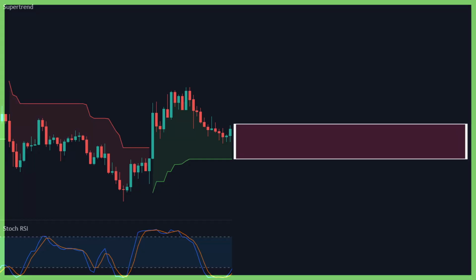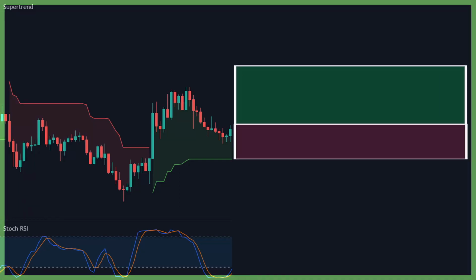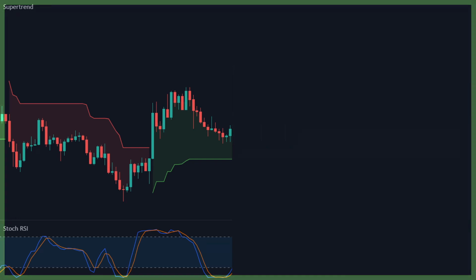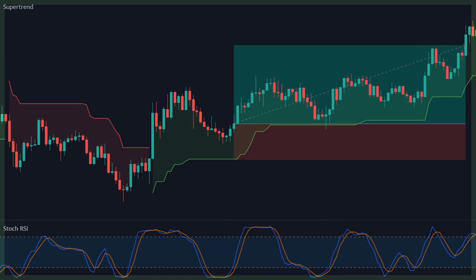Set the stop loss at the Supertrend line. Then set the take profit 2 times above the stop loss. Time to see the results from this trade. This trade is profitable.